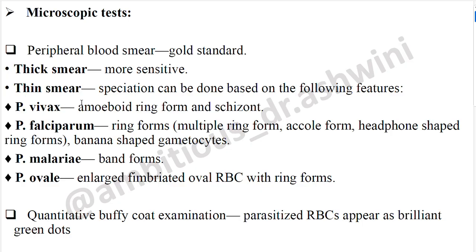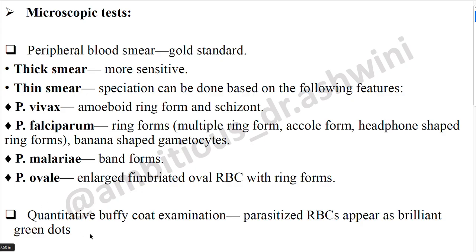Speciation can be done based on the following features: Plasmodium vivax, amoeboid ring form and schizont; Plasmodium falciparum, ring forms, multiple ring forms, accole form, headphone shaped ring forms, banana shaped gametocytes; Plasmodium malariae, band forms; Plasmodium ovale, enlarged fimbriated oval RBCs with ring forms. Quantitative buffy coat examination: parasitized RBCs appear as brilliant green dots.